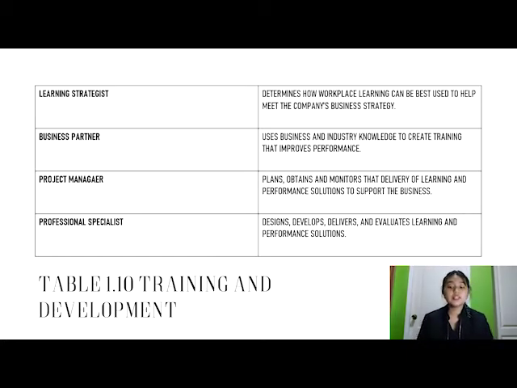Determines how workplace learning can be best used to help meet the company's business strategy. Second, as business partner, uses business and industry knowledge to create training that improves performance. Third, project manager, plans, obtains, and monitors the delivery of learning and performance solutions to support the business. Lastly, professional specialist, designs, develops, delivers, and evaluates learning and performance solutions.